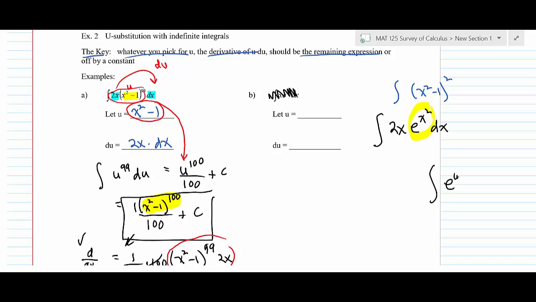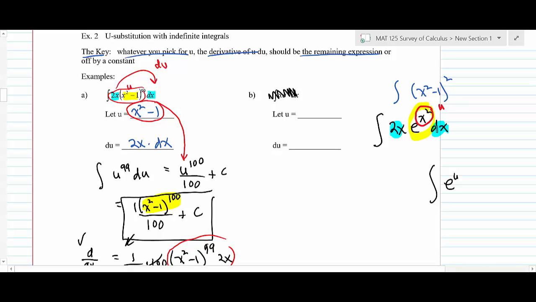E to the u. So you hope you can change it into that. So what we're going to do is figure out where our u is. One way to do this would be, let's let u be that. Okay? That way we would have e to the u.